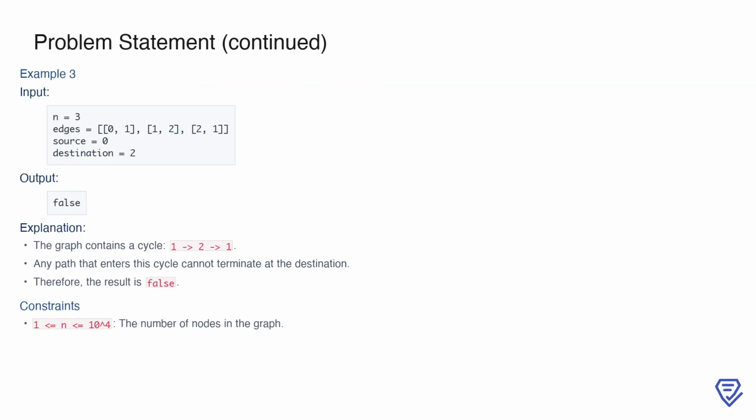In example 3, we encounter a graph with a cycle. The graph includes the edges 0-1, 1-2, and 2-1, forming a cycle between nodes 1 and 2. Starting from the source node 0, any path that enters this cycle will never terminate at the destination node 2. Since paths that enter the cycle fail to meet the condition of ending at the destination, the result is false. This example demonstrates how cycles can prevent paths from reaching the destination, making it impossible for all paths to satisfy the problem's requirements. The presence of cycles is a critical factor to consider when determining the result.